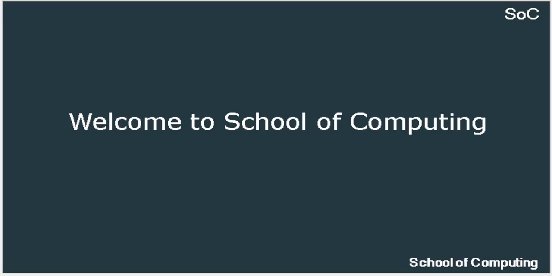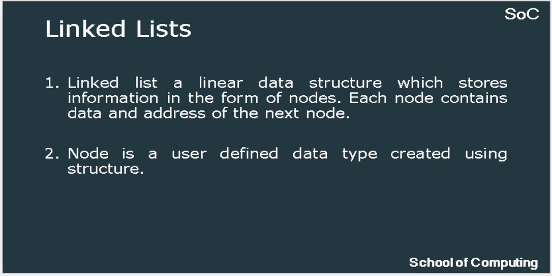In this session, we try to understand linked list data structure. Linked list is a linear data structure which stores information in the form of nodes. Each node comprises of data and address of the next node. Node is basically created using a structure type.